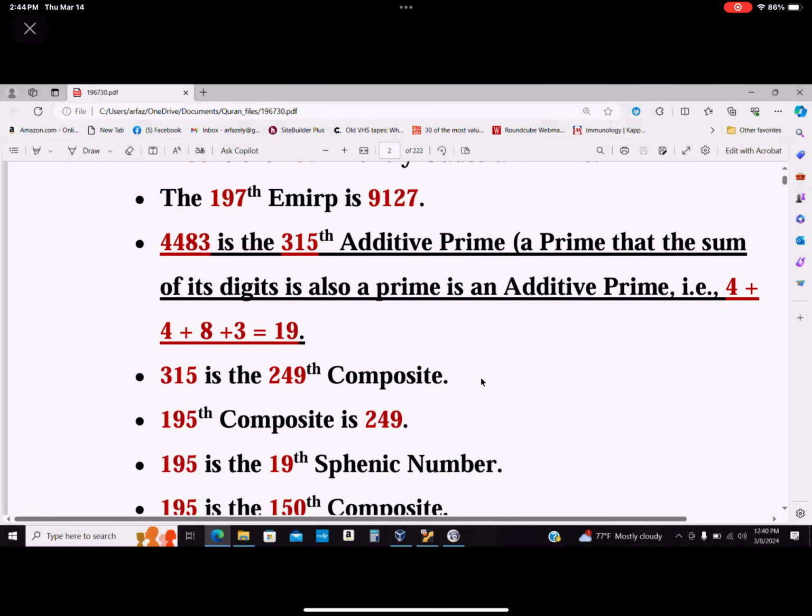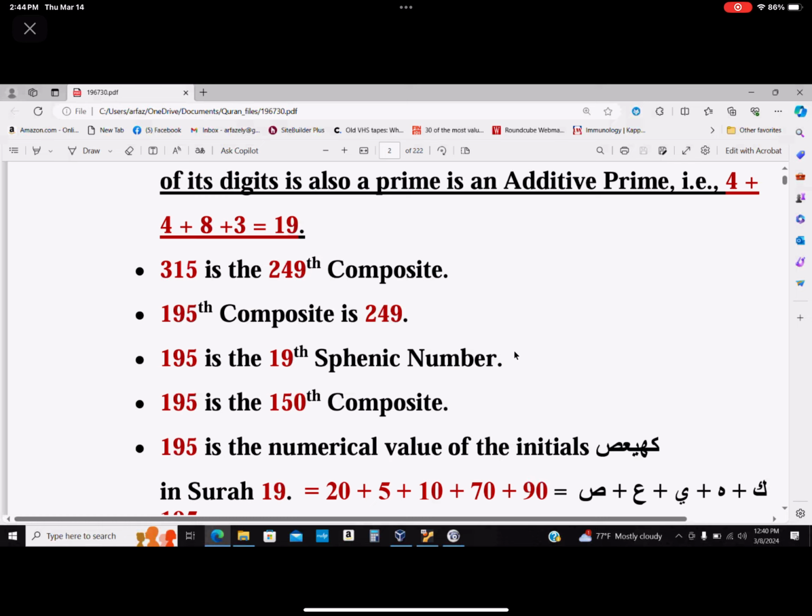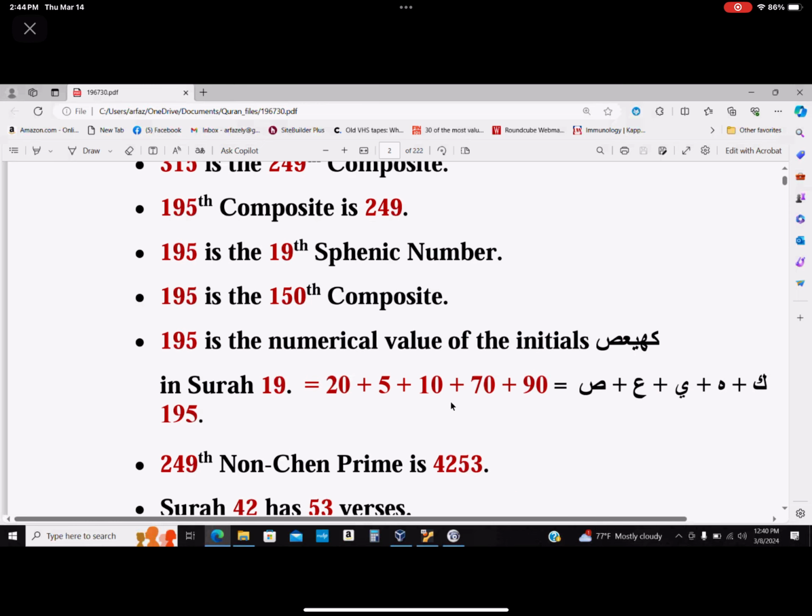195 happens to be the 19th Sphenic number. 195 is also the 150th composite. Remember we started with 150 over there at the top? There you go. 195 happens to be the numerical value of the initials K.H.Y.A.S in Surah 19, which is equal to 20 plus 5 plus 10 plus 70 plus 90. I separated it so you can see it. And you add those numbers up, you get 195.